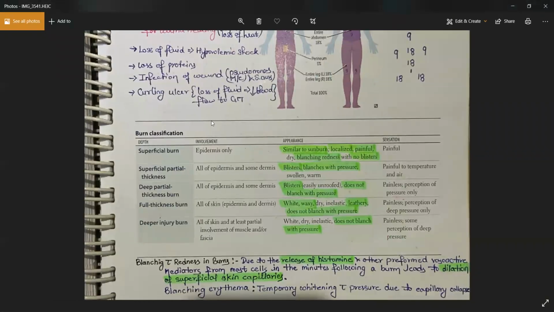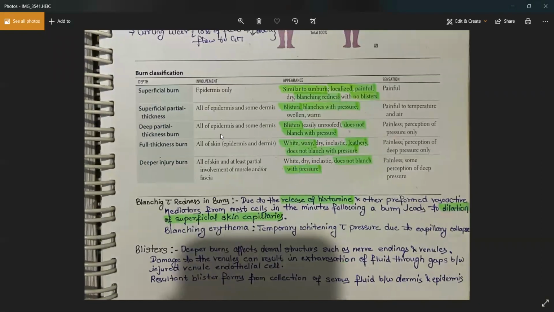And then you need to know about the burn classification. Okay, so before we go to the classification, the first thing you need to know is that whenever you have a burn, you instantly have this redness and a blanching lesion over that area, right? So Stefan will ask you why this redness over that area is present. It is all because of the release of histamine.